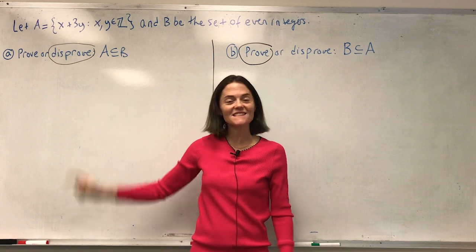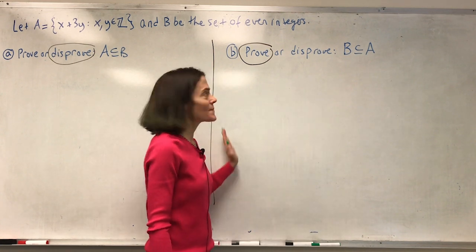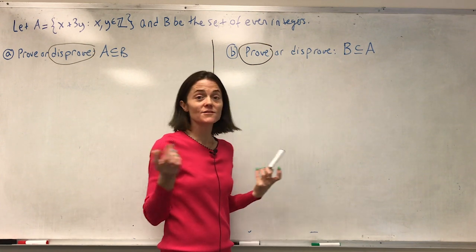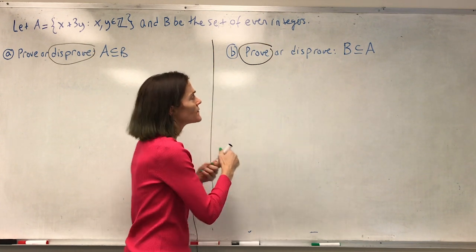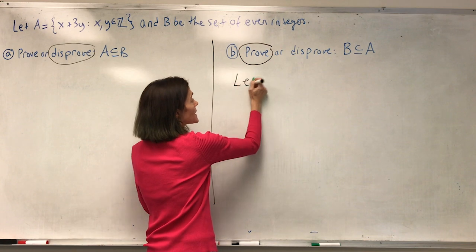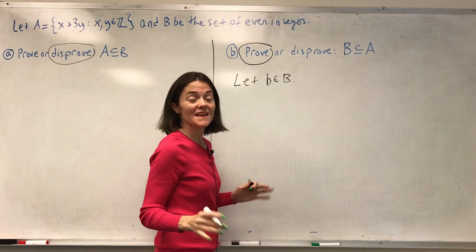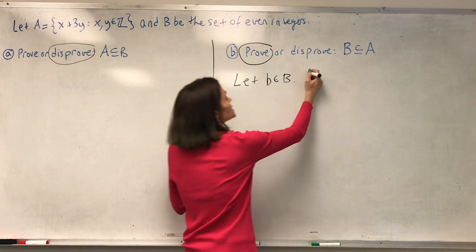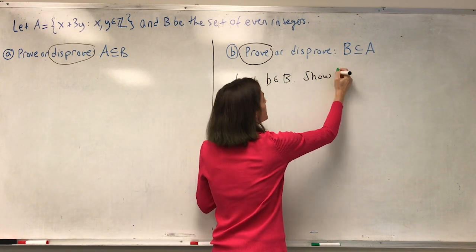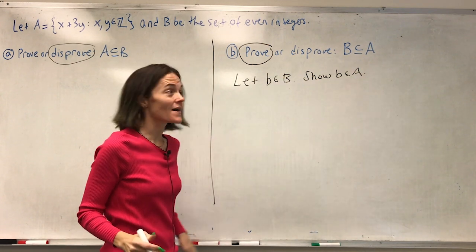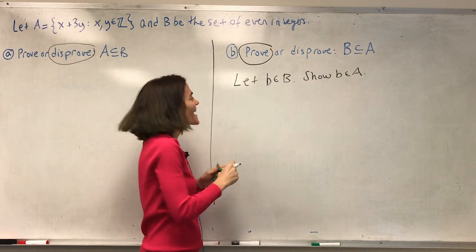This will be a counterexample. This one is a proof. Maybe I will start with the proof first because we have to think about how you show one set is a subset of another. Well, we take an element of B. So let b be in capital B. We need to show b is in capital A. This would give us that B is a subset of A.